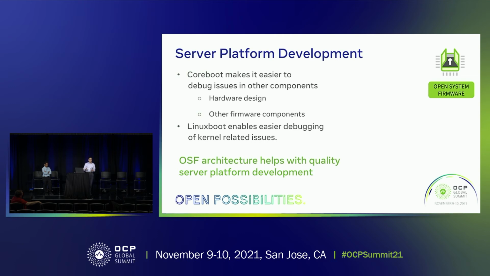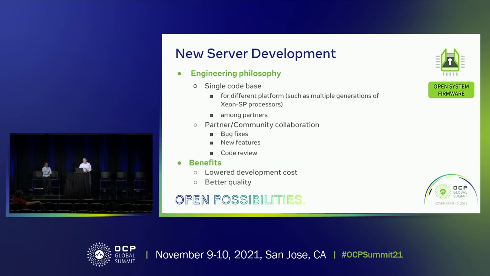On the server platform development, coreboot makes it a lot easier to debug issues. And we often use coreboot to find issues in other components. And that enables us to move fast. And the Linux boot enables us to do easy debugging of the kernel. In the end, we need the kernel to work reliably. And when we find a kernel issue in Linux boot, we can solve it much more easily than if we have to put in the target OS to debug it. So this OSF architecture helps with quality server development.